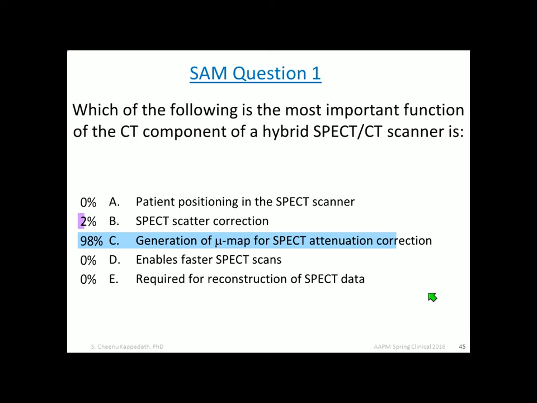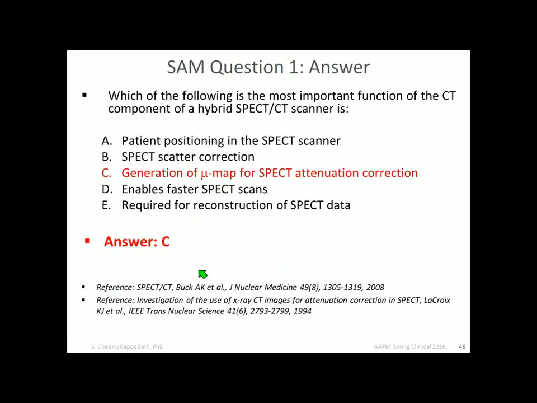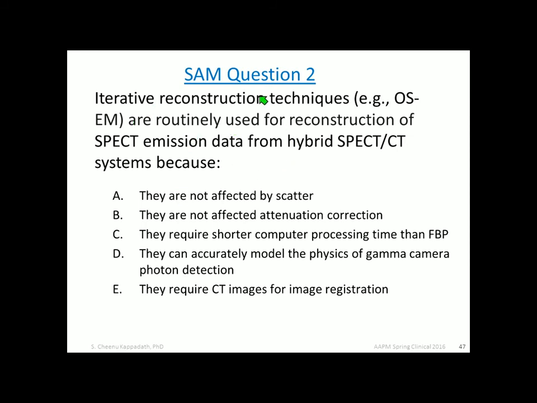Okay, very good. So the answer indeed is the generation of a linear attenuation coefficient map for SPECT attenuation correction. And I've given you a reference out here for that. The second question is, iterative reconstruction techniques like ordered subset expectation maximization are routinely used for reconstruction of SPECT emission data from hybrid SPECT-CT because: they're not affected by scatter, they're not affected by attenuation correction, they require shorter computer processing time, they can model the physics of gamma camera photon detection, or they require CT images for image registration.